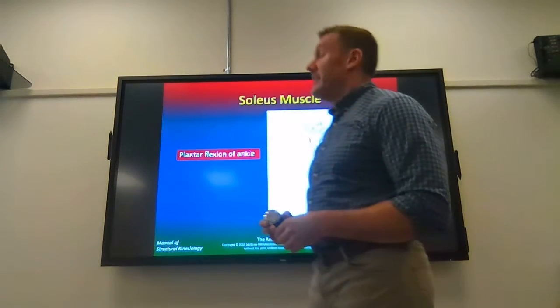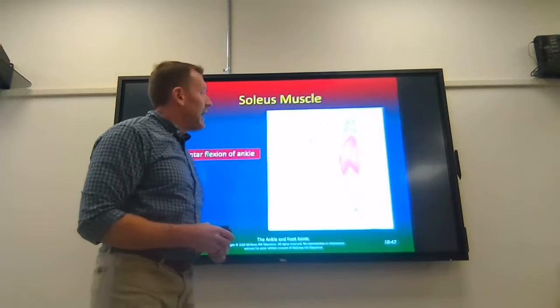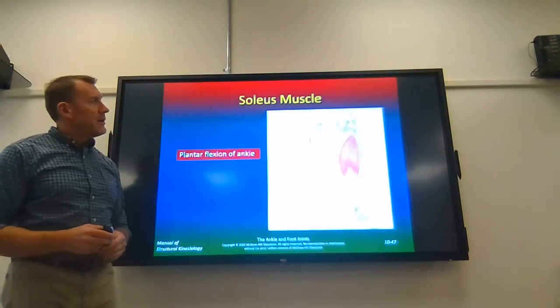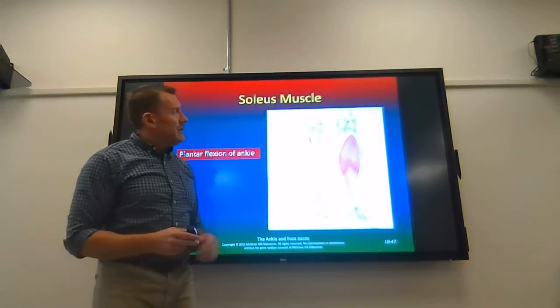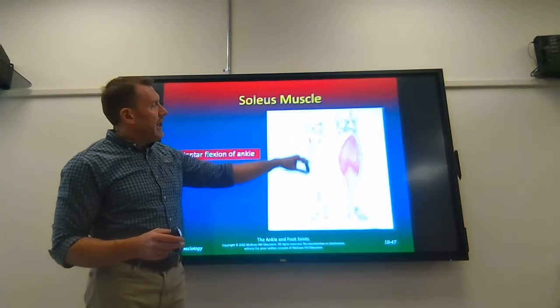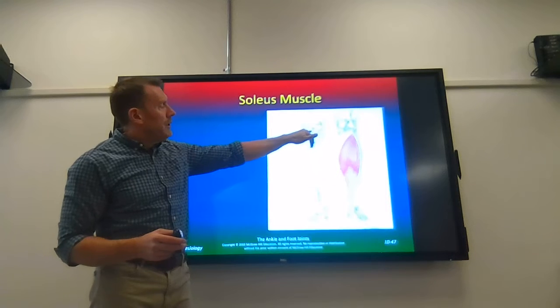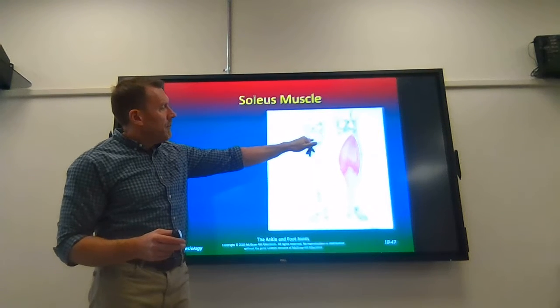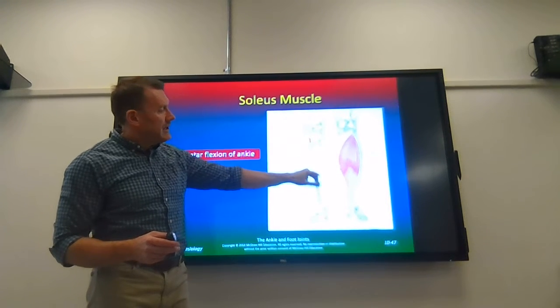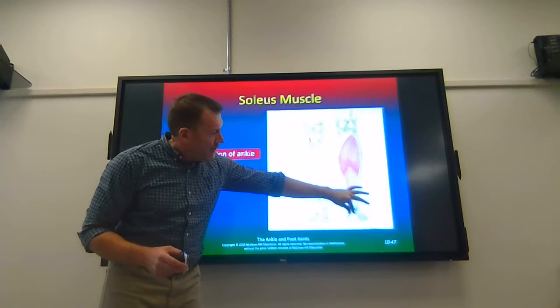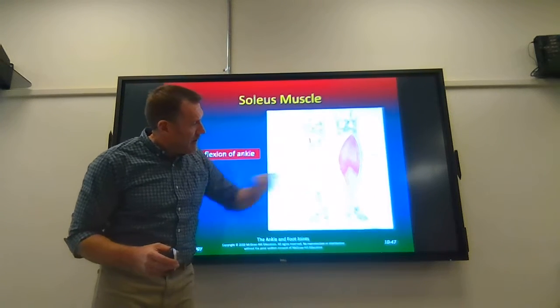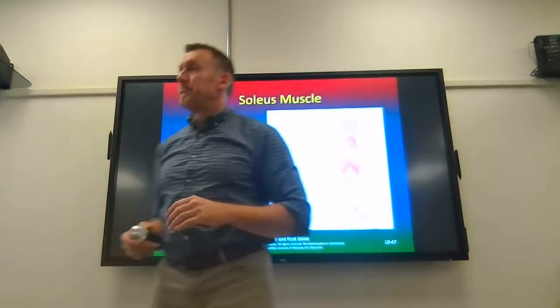Soleus doesn't cross the knee joint, so its only action would be plantar flexion. Has insertion points up here on the fibular head, as well as just distal to the proximal tibia and down the shaft a little ways, and then combining down here with the gastrocnemius at the calcaneal tuberosity.